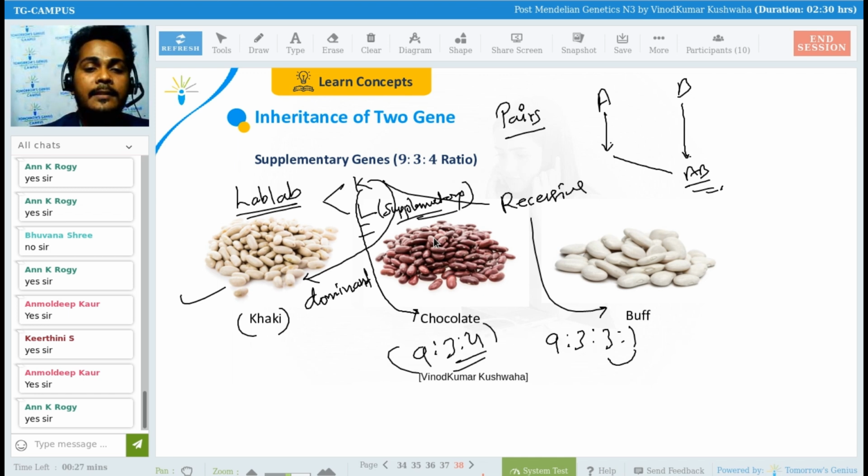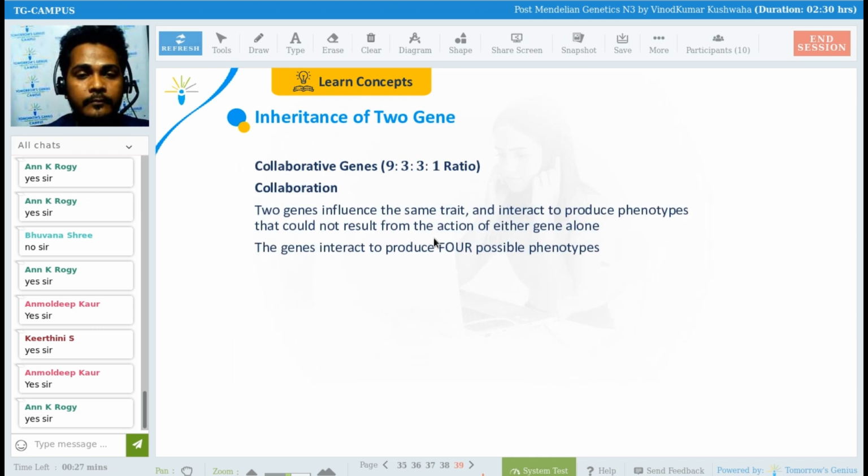So this is the supplementary gene, and it is observed in the lub plant. So you have to please keep in mind the name of the plant is lub, and the khaki, chocolate and buff colors, you know the reason. Clear? Just tell me, is this clear?